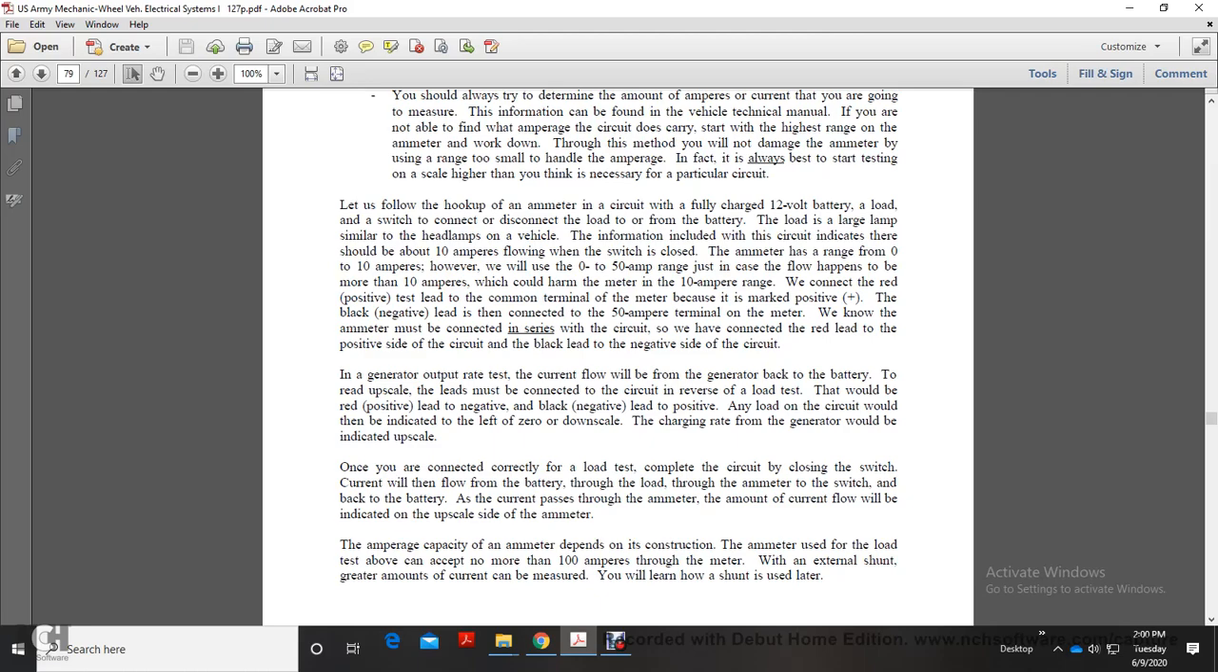The ammeter has ranges from 0 to 10 amperes. However, you will use the 0 to 50 ampere range, just in case the flow happens to be more than 10 amperes, which could harm the meter in the 10 ampere range. The meter's red positive lead is connected to the common terminal marked positive, and the black negative lead is connected to the 50 ampere terminal on the meter.